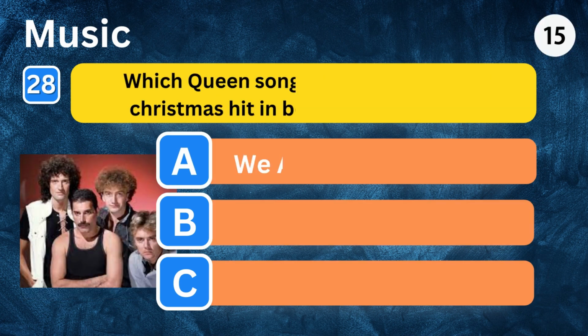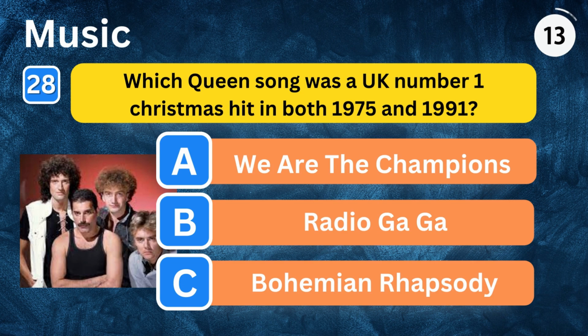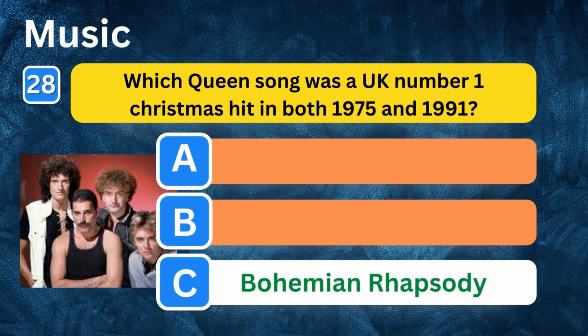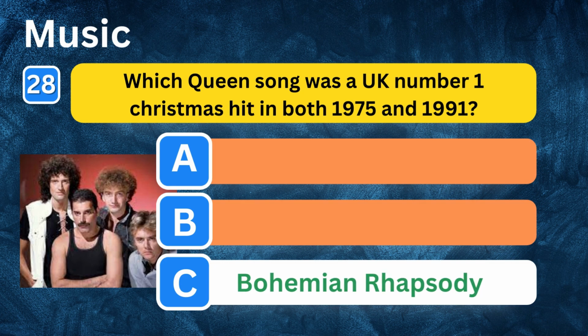Question number 28. Which Queen song was a UK #1 Christmas hit in both 1975 and 1991? Was it We Are the Champions, Radio Gaga, or Bohemian Rhapsody? And the answer, of course, was Bohemian Rhapsody.